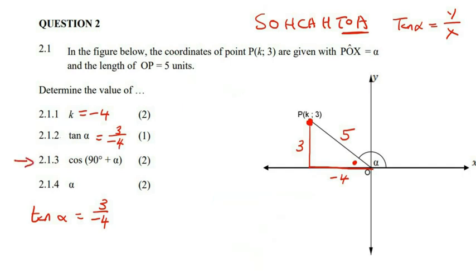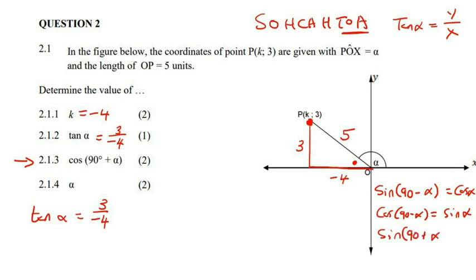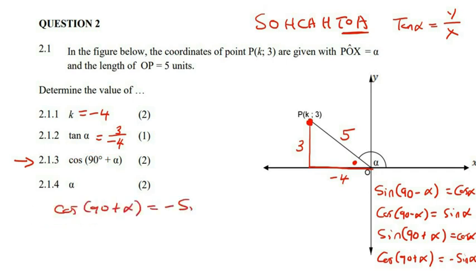Now when you get something like this, just think of your 4 co-functions. So we know that sin of 90 minus alpha is cos. Cos of 90 minus alpha is sin. Sin of 90 plus alpha is cos. And then cos of 90 plus alpha is negative sin. Okay, so then we can say that cos of 90 plus alpha is the same as negative sin alpha.